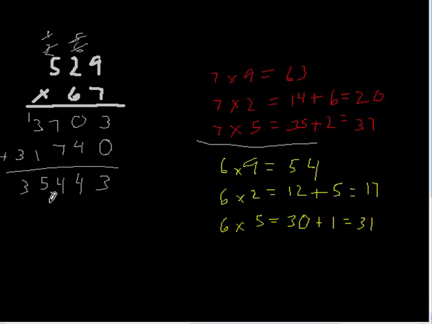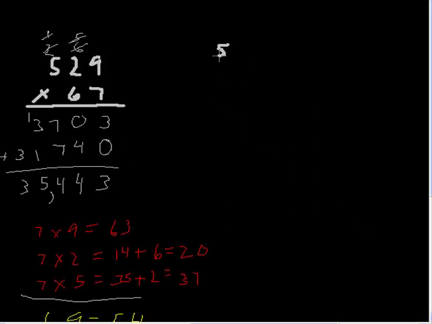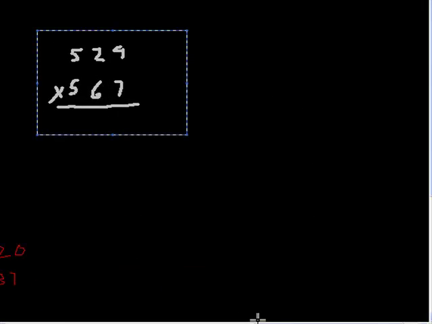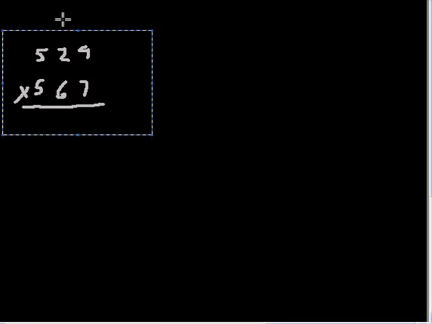So I know that 529 times 67 is 35,443. Let's take 529 and multiply it by 567. So I'm just putting a 5 in front of the 67 that we just multiplied. Let's see what happens here. The process does not change too much, and you're going to find out that multiplying a 3-digit number by a 3-digit number is similar to multiplying a 3-digit number by a 2-digit number.